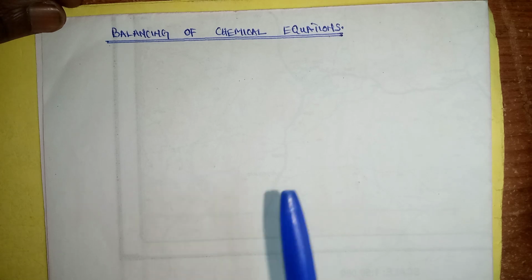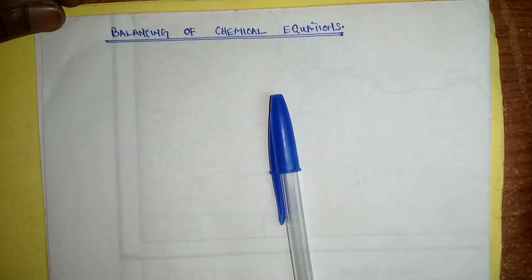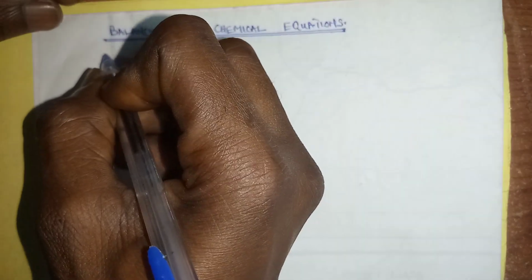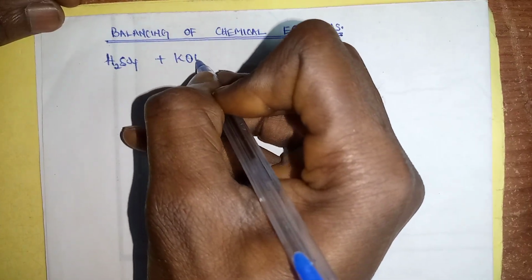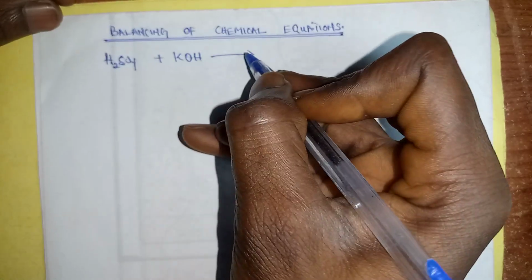In today's video, we are going to be discussing how to balance a chemical equation in chemistry. So let's say we have a sample. Let's say we are asked to balance H2SO4 plus potassium hydroxide. So we write our equation.